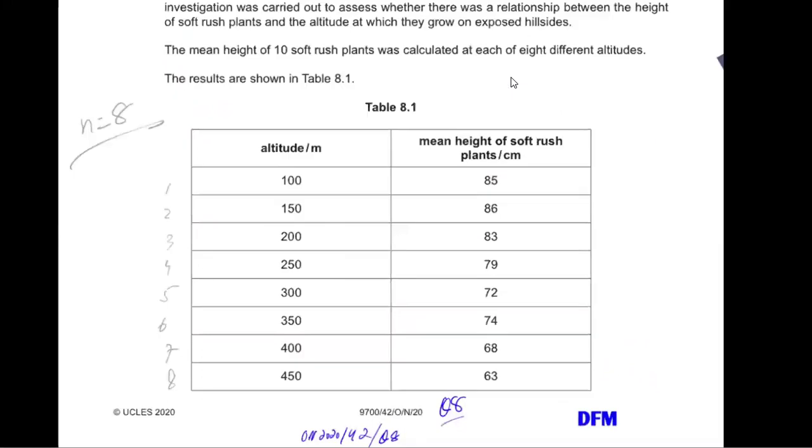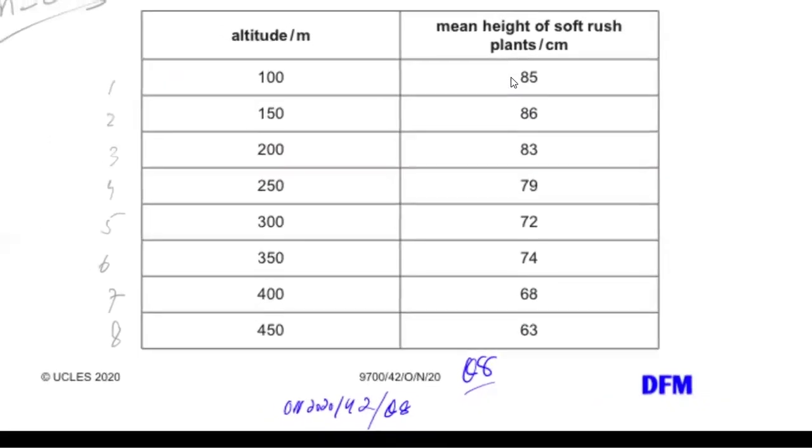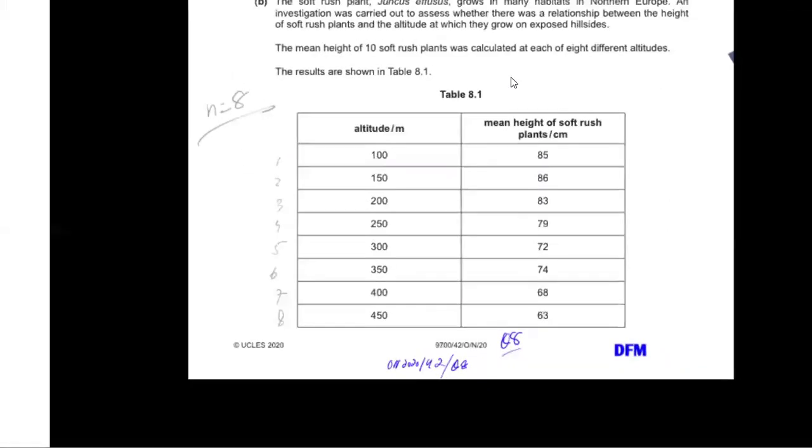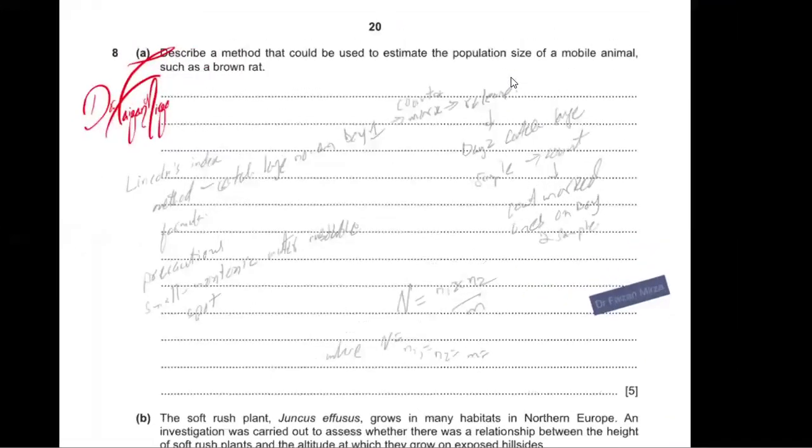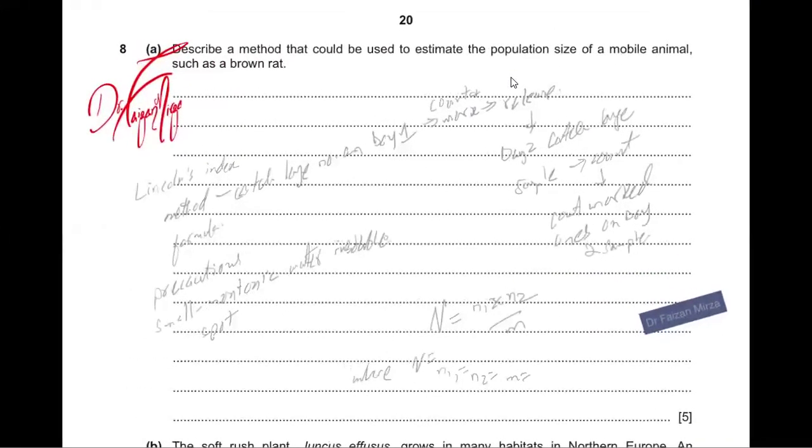Let's take another question. May October 2020, and this is question number 8. In this question, they have asked you to describe a method to estimate the population of mobile animals such as brown rat. Again, Lincoln's index method: catch large numbers on day one, count them, mark them, release them. Mention the formula and precautions, such as a small non-toxic water soluble spot should be used. On day two, you will catch them again. Large numbers should be caught. You count them, and you count the unmarked ones on the second day, and then you apply the formula, and then you get the estimated number.